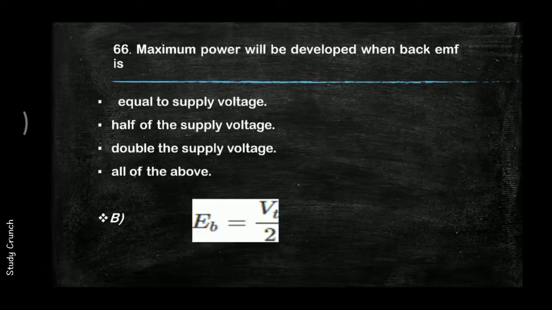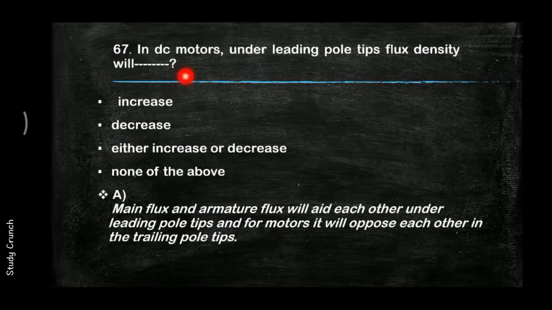Next, maximum power will be developed when the back EMF is. So the answer is it is half, so half of the supply voltage. Next, in DC motors under leading pole tips, the flux density will. So the answer is it will increase, as we know that main field flux and the armature flux will aid each other under the leading pole tips. For the motors, it will oppose each other in the trailing pole tips.